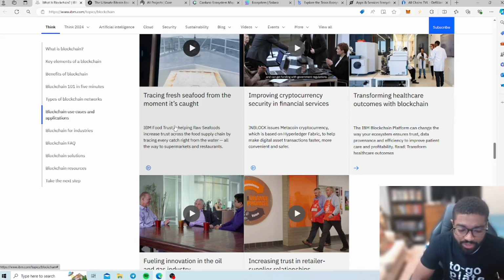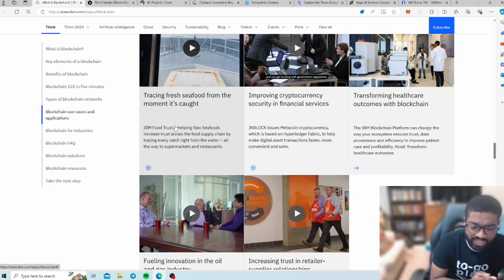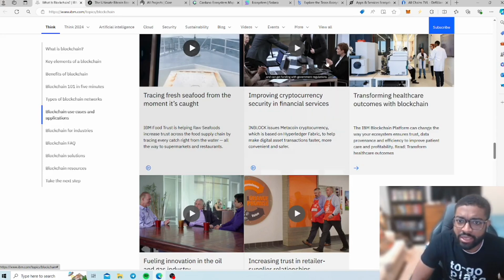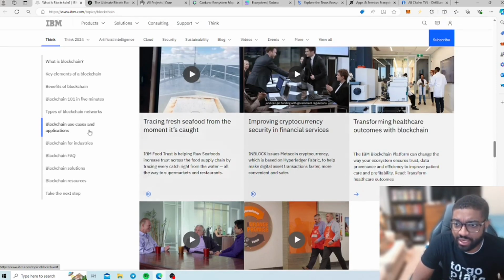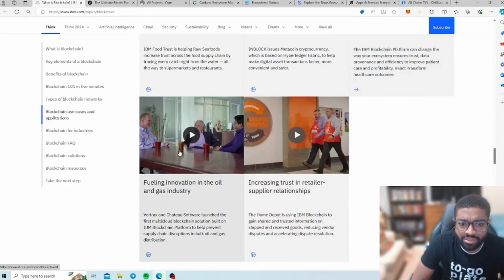So just being able to trace the moment that the food is caught, and then having a trackable process individually for that specific fish or animal that's caught, all the way down to how it's packaged, going into the supermarket so it lands on your plate, and having an actual transactional process that tracks the whole thing. So improving cryptocurrency and security, even in healthcare. So you have it in fuel.